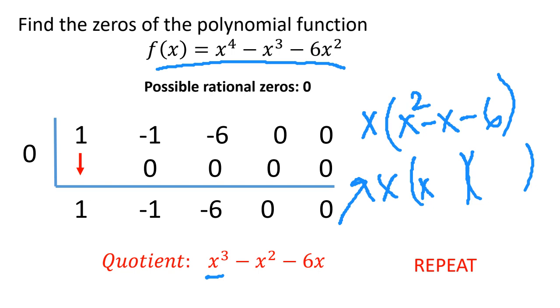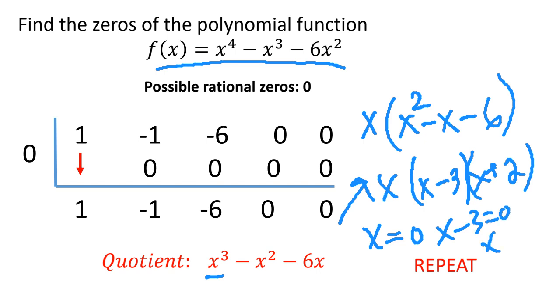Negative 6 is 3 times negative 2. I want the x to be negative, so the bigger number would be negative, and then we add it. So now I can say that x is equal to 0, x minus 3 is equal to 0, and x plus 2 is equal to 0. So my zeros would be 0, 3, negative 2, and then my other 0 is repeated.